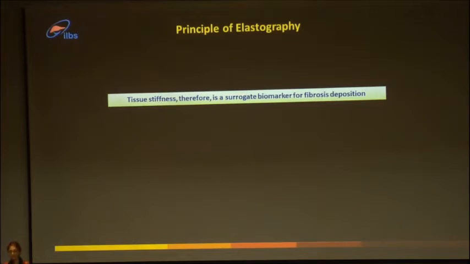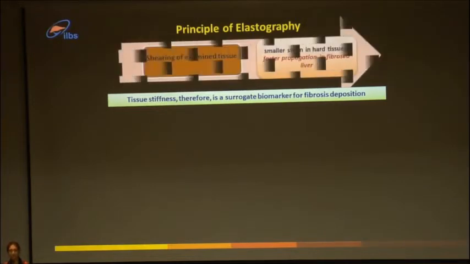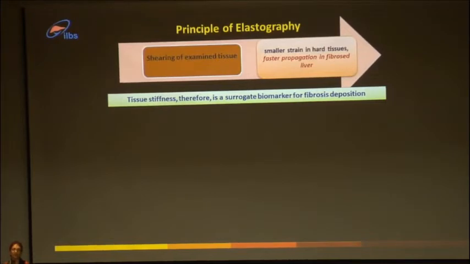principle of elastography. Tissue stiffness is just a surrogate marker for fibrosis deposition, and that is what we are trying to mark. So we are not looking at the fibrosis, we are looking at the stiffness of the tissue, and because it's directly proportional to the fibrosis, that is how we are mapping stiffness with fibrosis through elastography. So a shear wave of examined tissue is produced, and like we studied in our school physics, there is a smaller strain in hard tissues, which means sound or any wave propagates faster in solids versus softer organs, water and air.